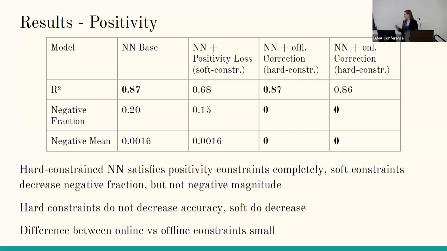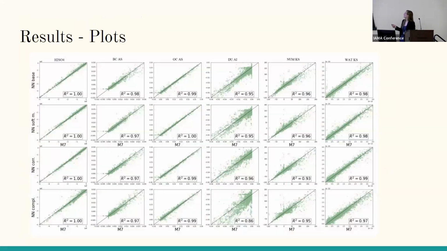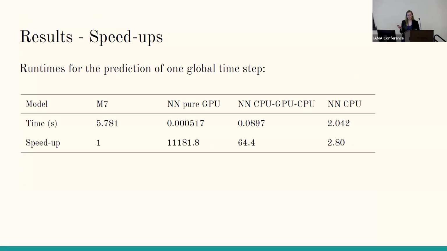And for the positivity, it's similar here. The soft constraining doesn't work well. It decreases the performance in terms of R² score significantly. It still leaves a significant negative fraction. So the hard constraints are much better here. We have the original here on the x-axis and on the y-axis the predictions for different correction chains. They all look kind of similar. It's hard to tell. In terms of speedup, we can see that we mostly achieve a huge speedup on a GPU, not that much on a CPU.